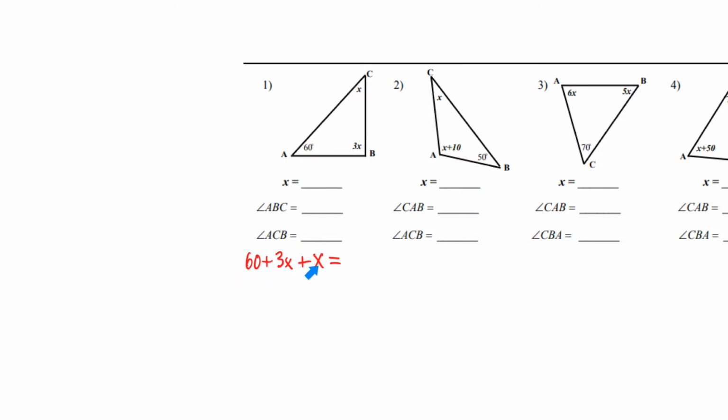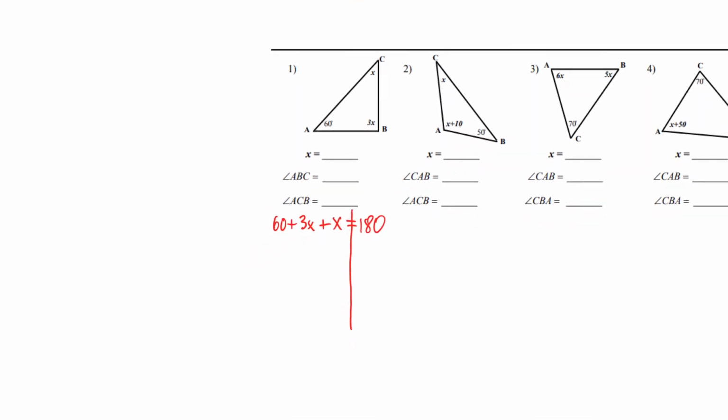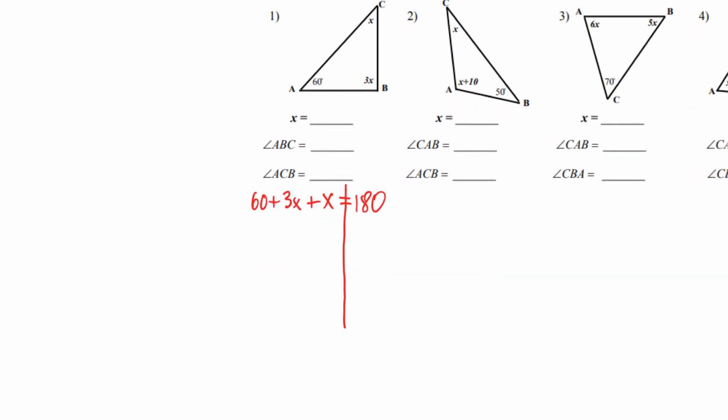So when I add all 3 of these angles up, what do they add up to? 180. To 180, okay? And then from here, we're just going to solve for x. All right, so I need to combine like terms. What does 3x and 1x make? 4x. So I have 60 plus 4x equals 180. All I did was just combine these like terms to get this, going from this step to this step.